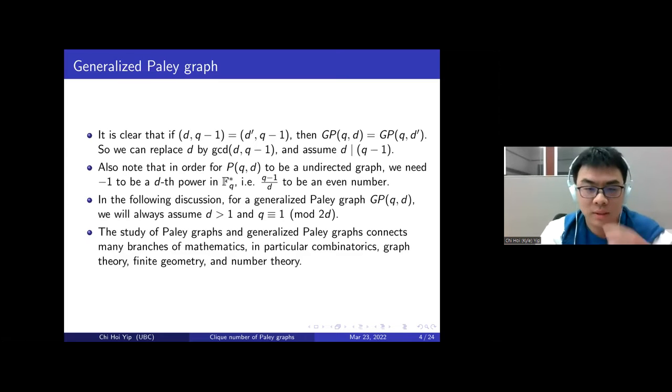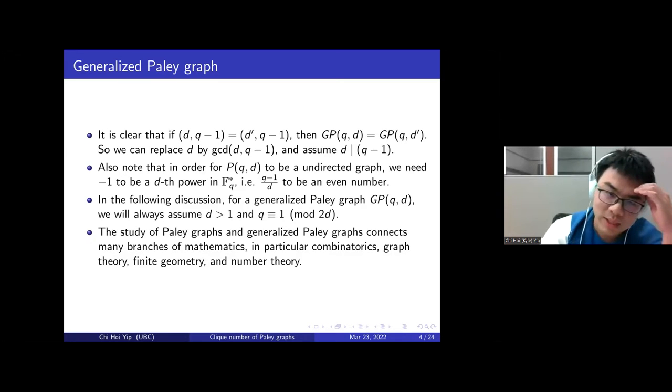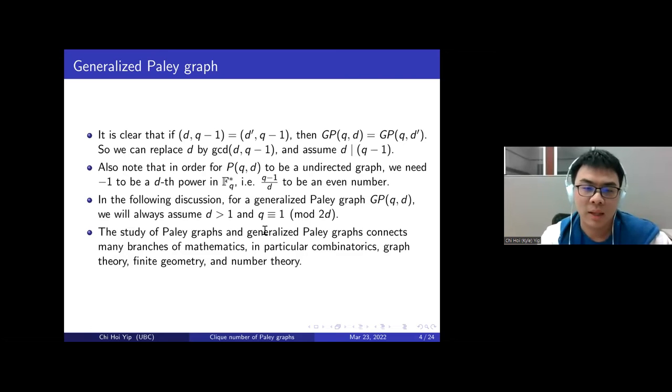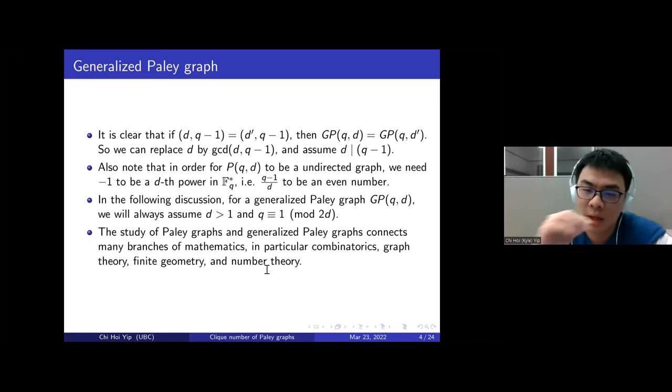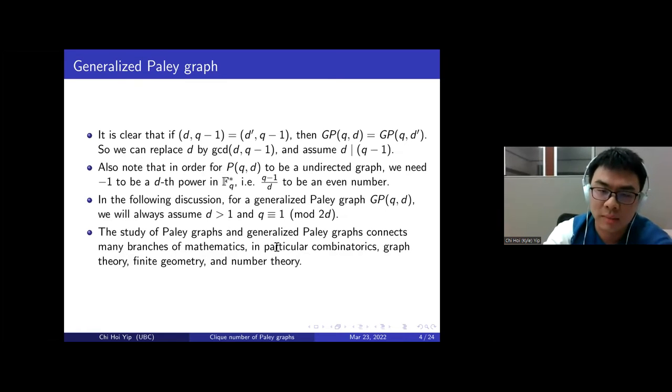This kind of graphs were studied and appear in many papers, and in particular, they connect many branches of mathematics: combinatorics, algebraic graph theory, finite geometry, and analytic number theory. In today's talk, I will also mention a few aspects of studying Paley graphs and generalized Paley graphs.